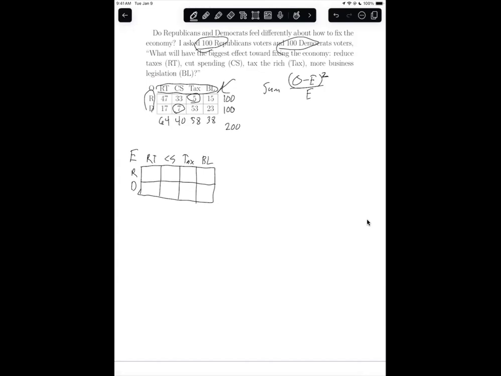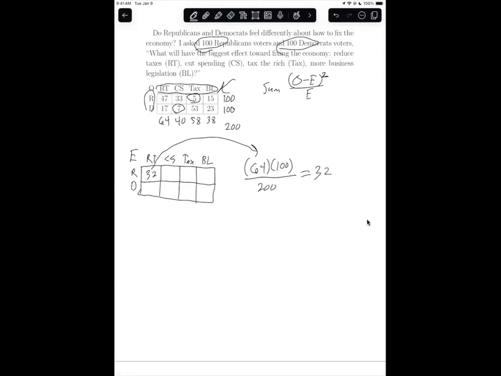And so how we get the E value for this cell right here, for Republicans and reduced taxes, is we take the column total times the row total and then divide it by the total total. And when you do that, you get 32. So we're going to put 32 right there.